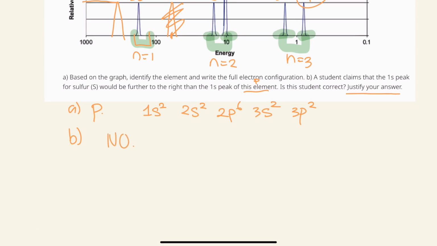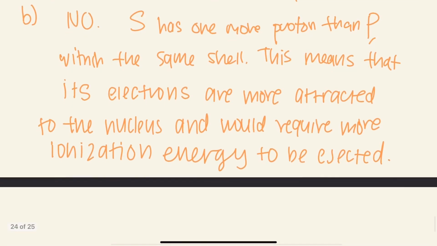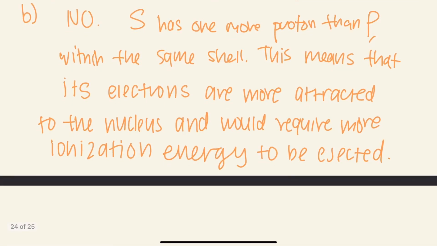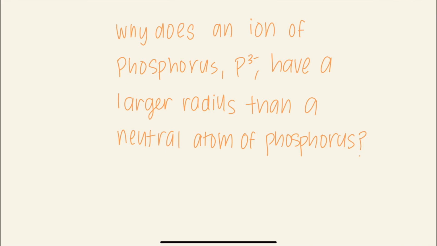Most FRQs will tell you to justify your answer. How would you justify your answer? Pause the video. Sulfur has one more proton than phosphorus within the same shell. This means that its electrons are more attracted to the nucleus and would require more ionization energy to be ejected, rather than less. Alright, let's finish up the video with a few more practice problems.